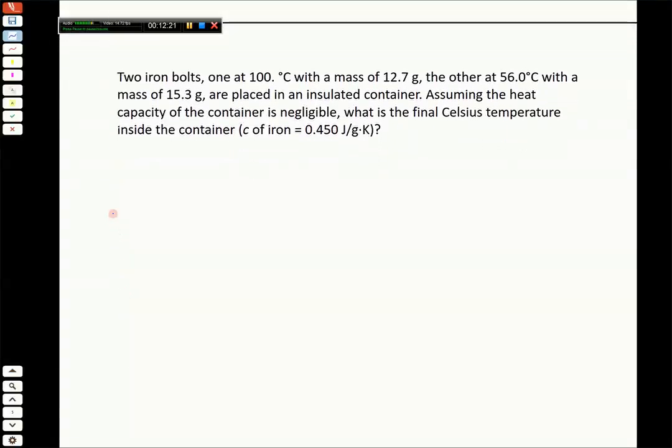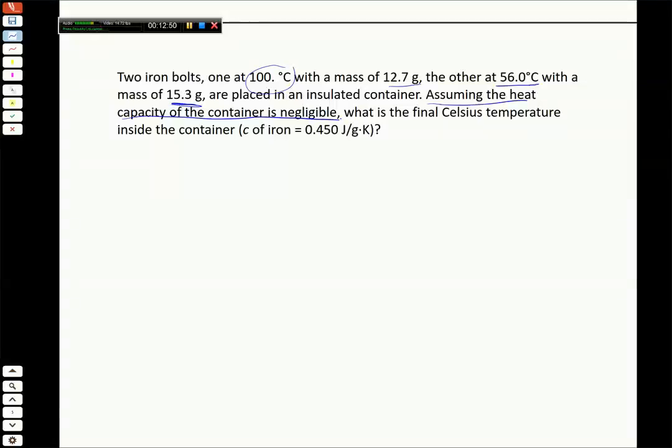All right. Next problem here is also then dealing with mc delta T and heat transfer between two objects. So we have two iron bolts. One is at 100 degrees Celsius and the mass is 12.7. The other is 56 Celsius with a mass of 15.3. And they're placed in an insulated container. Assuming the heat capacity of the container is negligible, what is the final Celsius temperature inside the container?